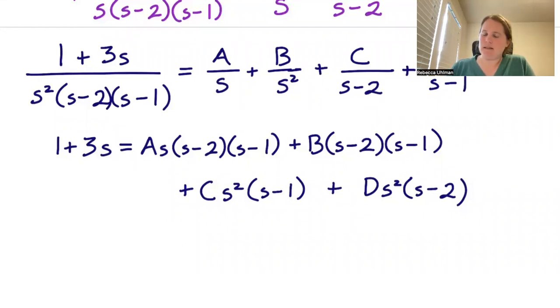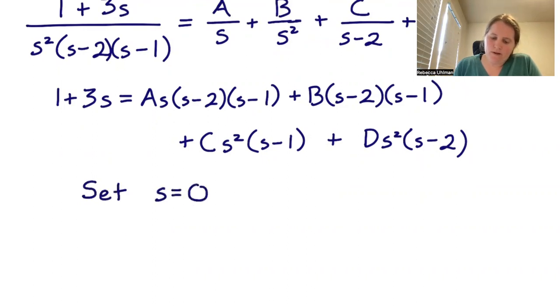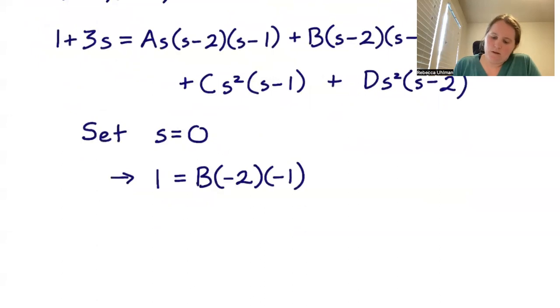And we have 1 plus 3s is a times (s minus 2) times (s minus 1) plus b times (s minus 2) times (s minus 1) plus c times s squared times (s minus 1) plus d times s squared times (s minus 2). So if we set s equal to 0, then we have 1 is equal to b times -2 times -1. So we get 1 is equal to 2b, or b is equal to 1/2.